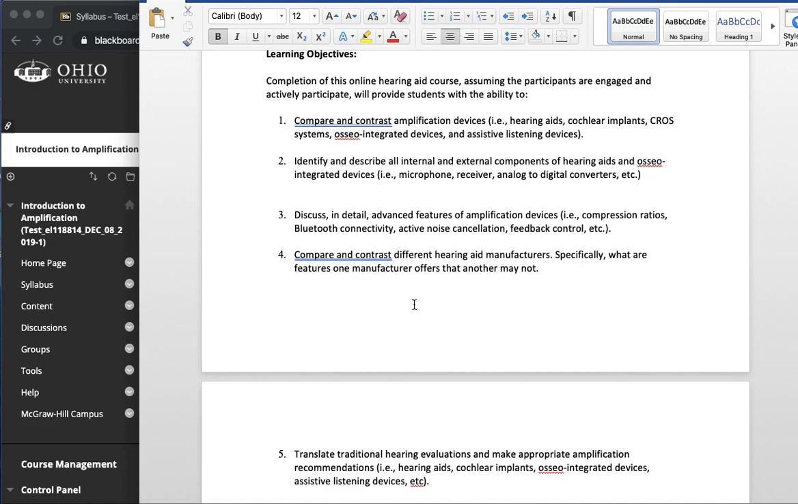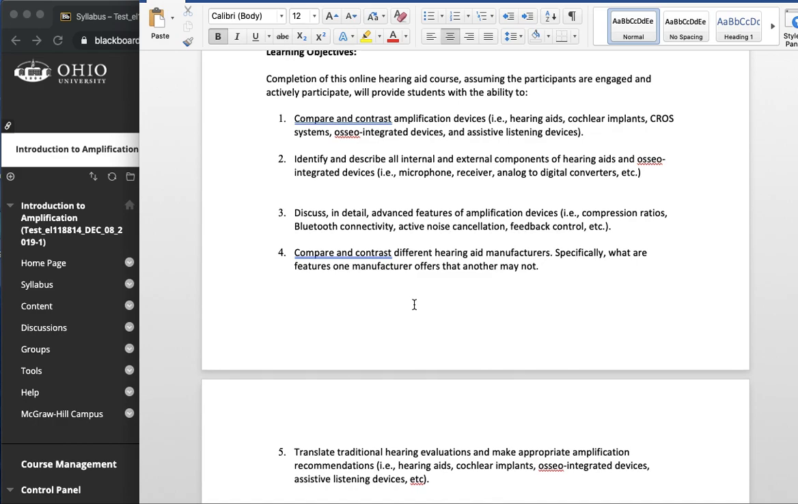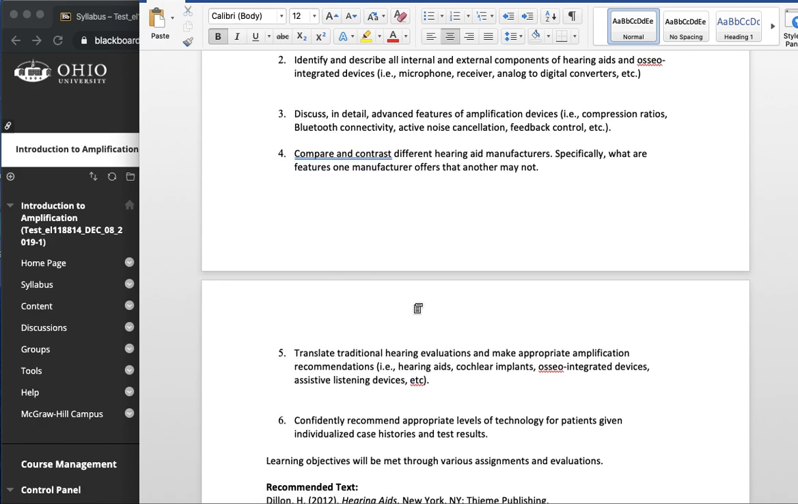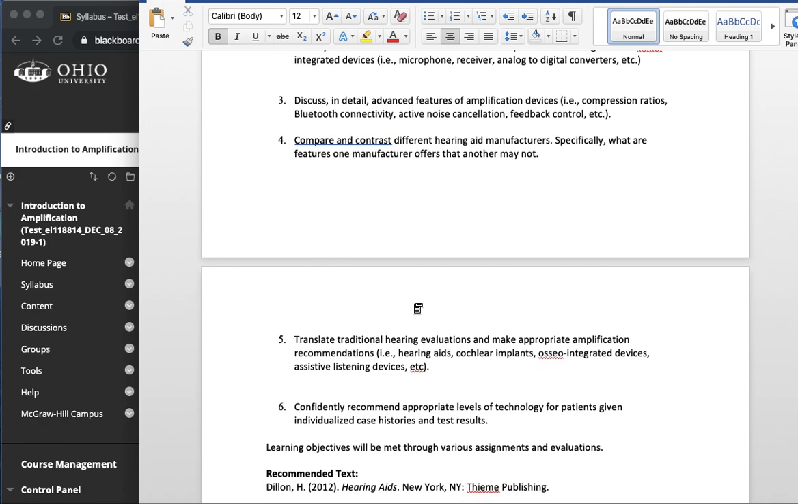So first is compare and contrast amplification devices. So this could be high-tech hearing aids, cochlear implants, other implanted devices, or low-tech assistive listening devices that might be used in classrooms. 2, specific to hearing aids, that will be the major topic. It's important to know the internal and external components because we complete a lot of hearing aid repair and troubleshooting in clinics. So the third was to discuss in detail all advanced features of these amplification devices.